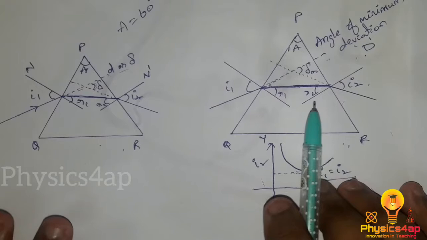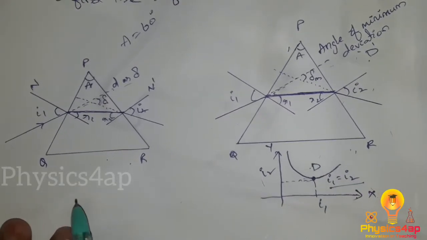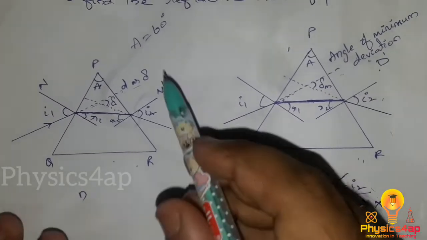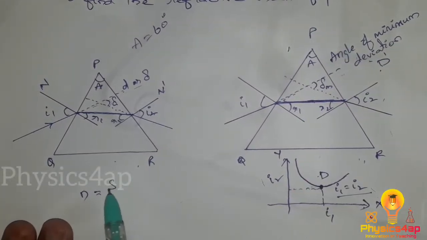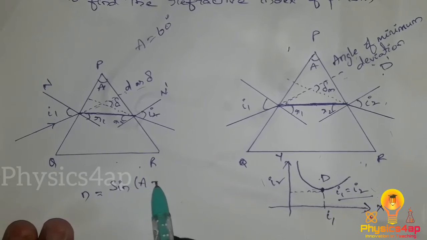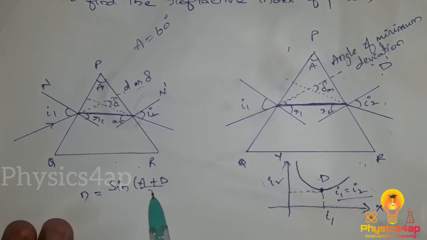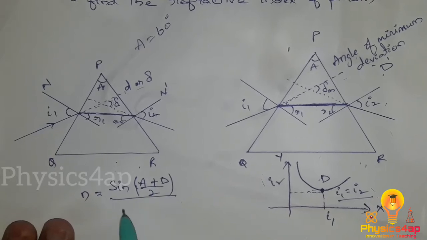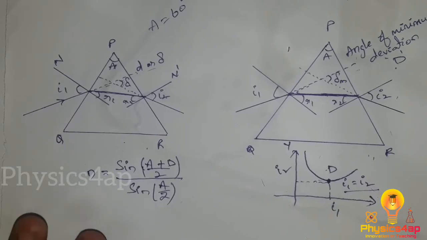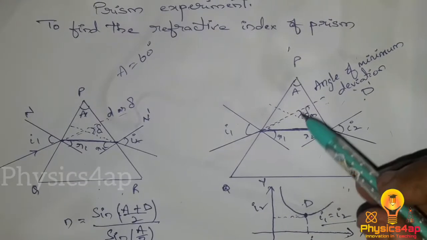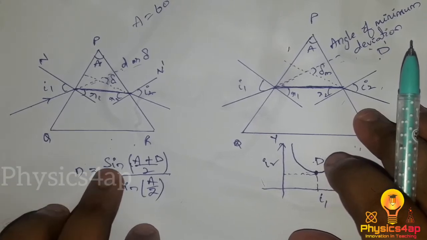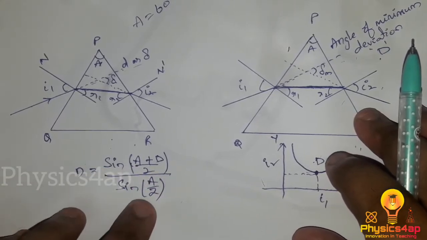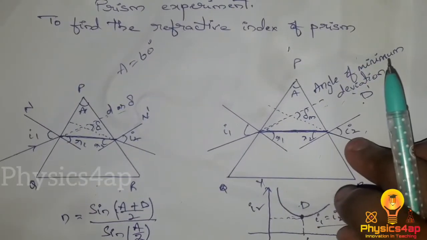And we have a formula to find out the refractive index of the prism, that is n equals sine of (A plus D) by 2, whole divided by sine of A by 2. So this is the formula we use to find the refractive index of the prism. By using the formula n equals sine (A plus D) by 2 divided by sine A by 2, we can find out the refractive index of the prism.